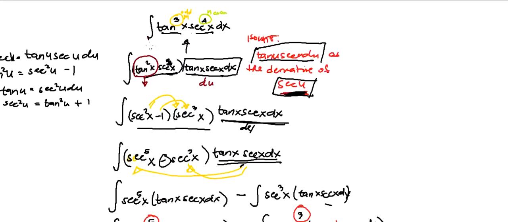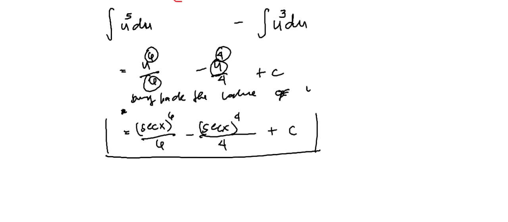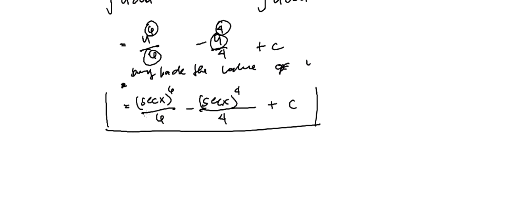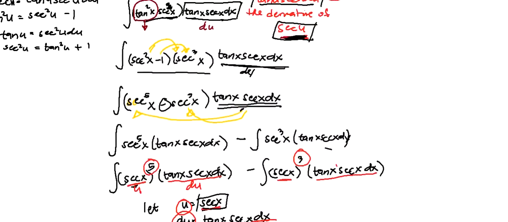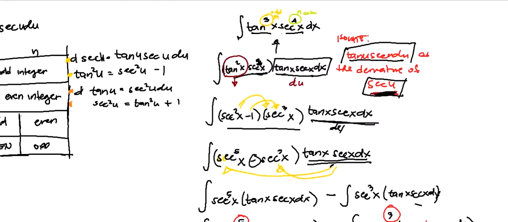So the integral of tangent cube x secant 4x dx is just equal to secant x raised to 6 all over 6 minus secant x raised to 4 all over 4, or you can use the other form, which is secant 6x all over 6 minus secant 4x all over 4 plus c. Okay, so you can rewrite this interchangeably. Okay, so once again, let us review.